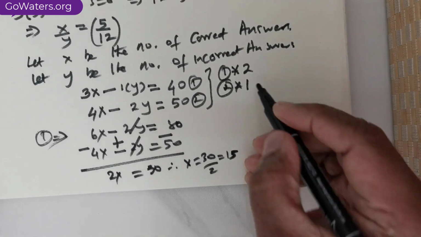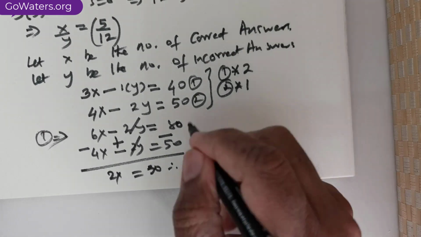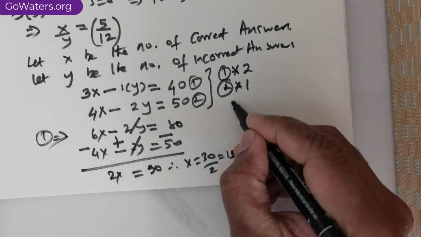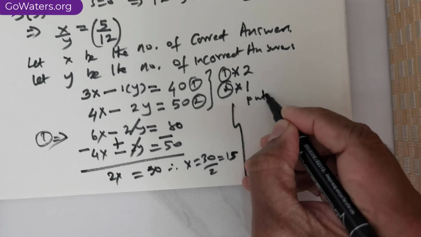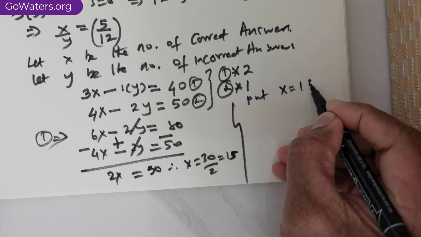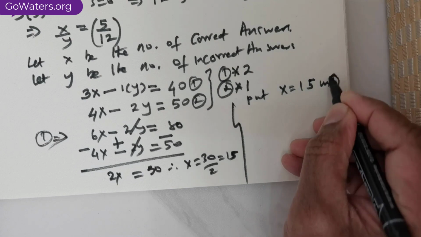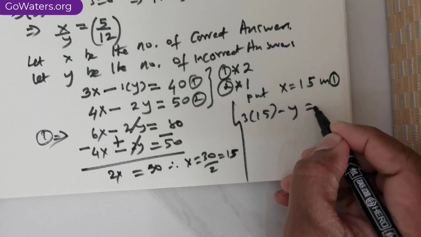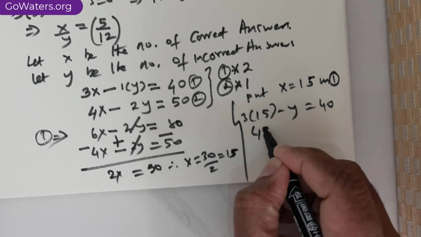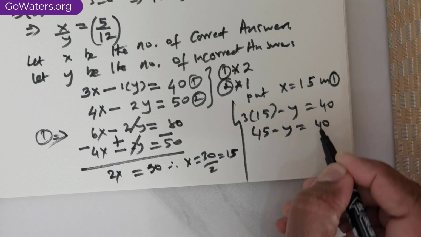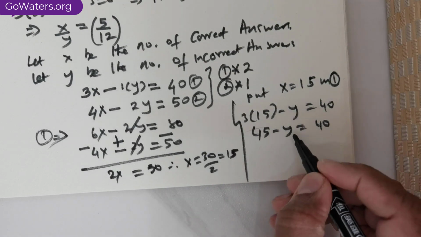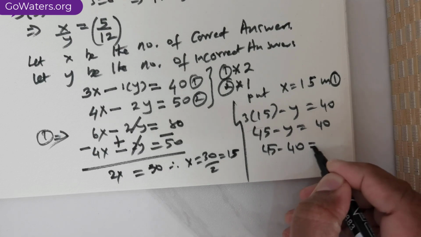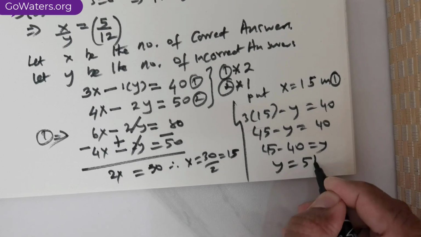So the question wants us to find the total number of questions. And now we substitute x is equal to 15 in equation 1. So this is 3 times 15 minus y is equal to 40. This is 45 minus y is equal to 40. Now move that y to the other side. So you get 45 minus 40 is equal to y. So y is equal to 5.